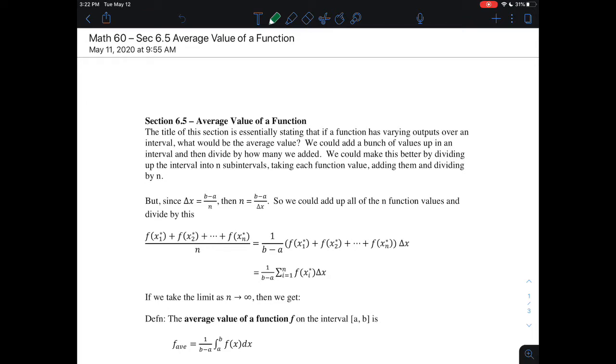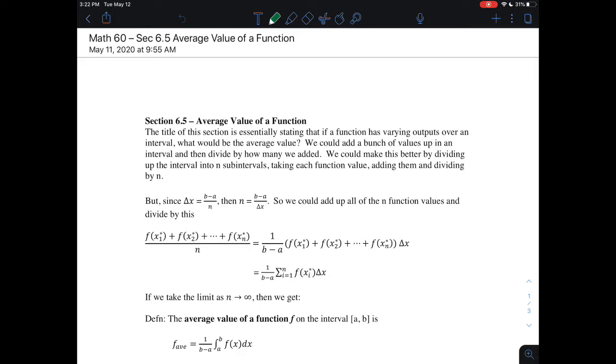Essentially just take a bunch of output values, add them up, and divide by how many we added. Same idea that you would find the average of any quantity. But we could make this better by dividing the interval into n subintervals. You're seeing a theme now over chapter 5 and 6. This theme actually continues into Calculus 2 as well, of just splitting things up to then see how we can use the fundamental theorem of calculus.